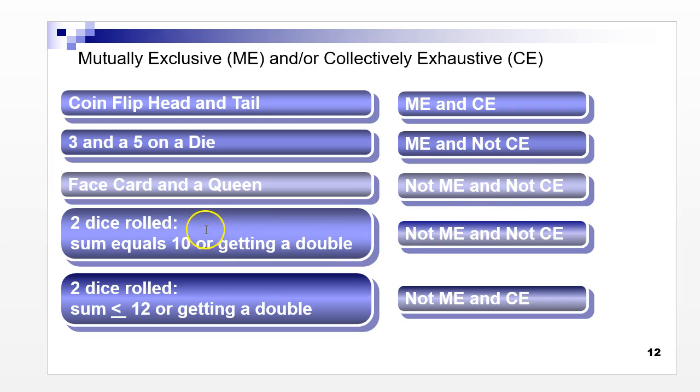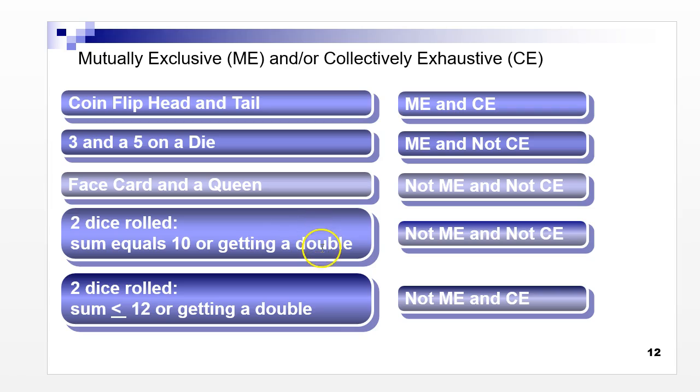Now we're looking at 2 dice that are rolled. Not 1 die, 2 dice. Now we either get the sum equals 10, or we get a double. So let's look at the first part and see, is this the collectively exhaustive set? The sum equals 10. No. There's lots of sums. There's 12, there's 7, there's 11. Okay, so there's a lot. So this is not the collectively exhaustive set.